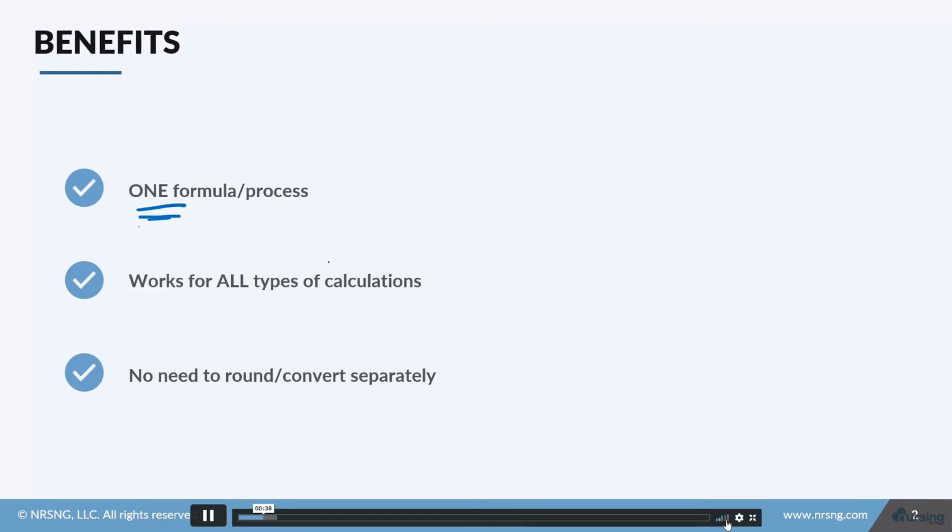The other benefit is that dimensional analysis works for all types of calculations: simple, complex, weight based, lots of conversions, or the super straightforward ones. It still works. And there's no need to do any kind of separate rounding or separate conversions in the middle of the process. Everything happens with one final calculation.